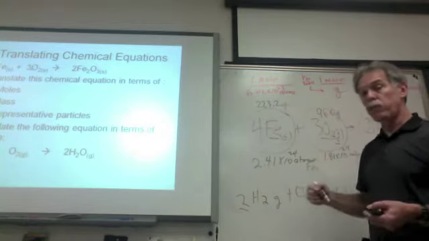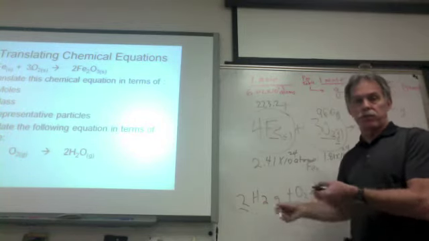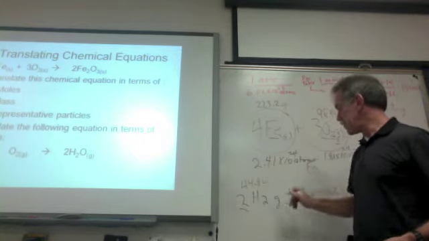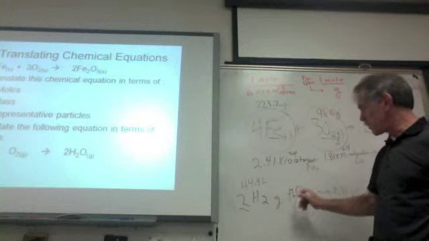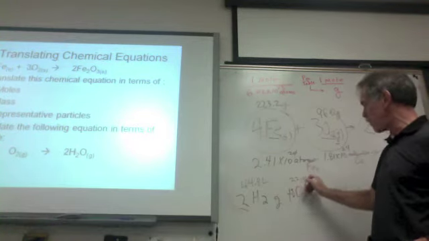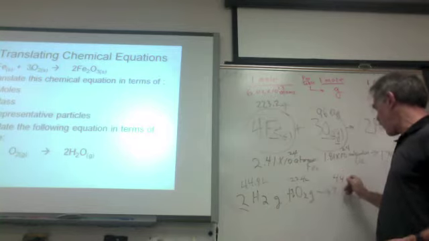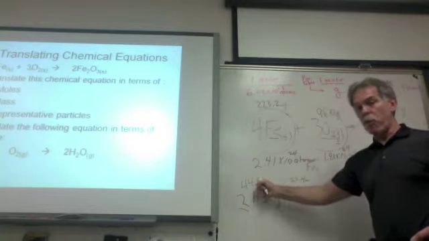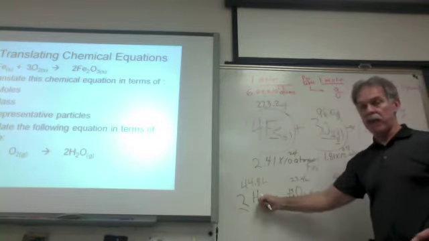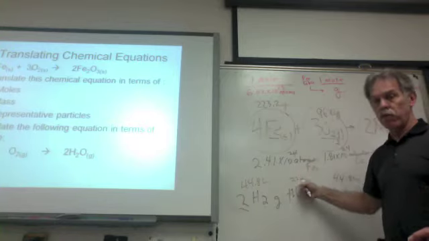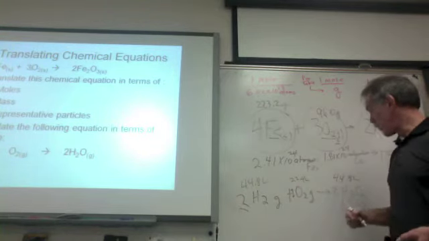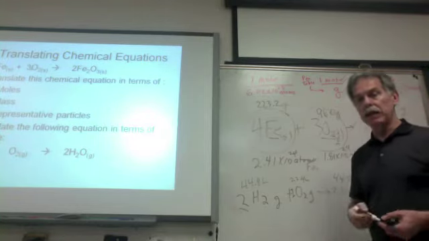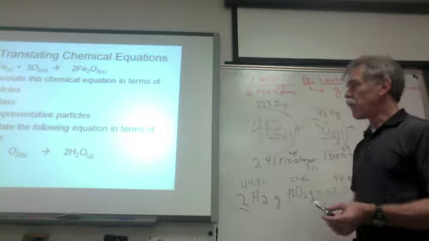So if we have 22.4 in 1 mole, how many do we have in 2? 2 times that, right? So this will be 44.8 liters. 1 mole is understood when there's no number in front. This is 22.4 liters. And 2 moles, again, is 44.8 liters. So to translate that, this is the way you would say it. 44.8 liters of gaseous hydrogen react with 22.4 liters of gaseous oxygen to produce 44.8 liters of gaseous water. That's translating it in terms of volume.